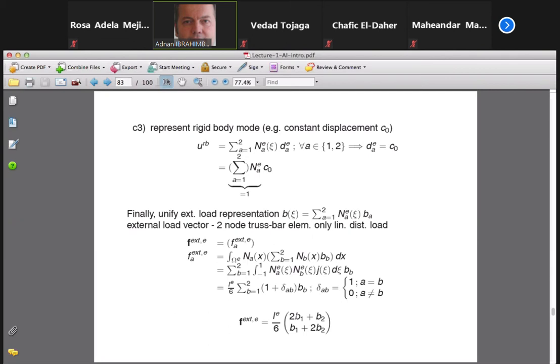B1 will be the value of the load at the left hand, B2 will be the value of the load at the right hand, and here you have B1 plus 2B2. Please note when these two are the same, in other words, you have uniform loading, like that simple example, when B1 and B2 are the same, this will be 2 times B plus B, this is 3B, this is also B plus 2B, that's 3B, 3 divided by 6, this is 1/2, so that becomes B L_e divided by 2. So you get a logical expression that the external load is the total load, B times L, divided by 2 for each node.